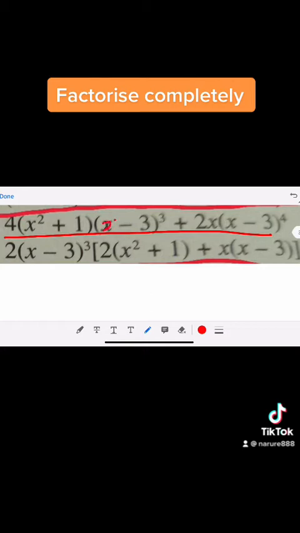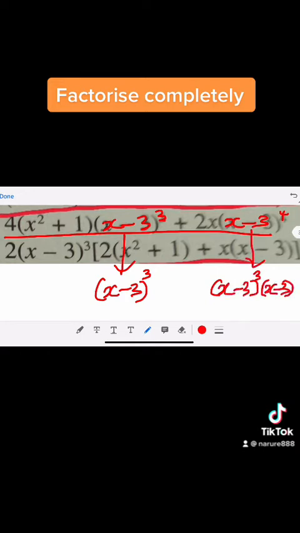As you can see, you have x minus 3 here, you have x minus 3 here, right? This is power 3, this is power 4. So in this case, we always make the lower power as our factor. So for this one, I will write (x minus 3) power 3 and (x minus 3) power 1.